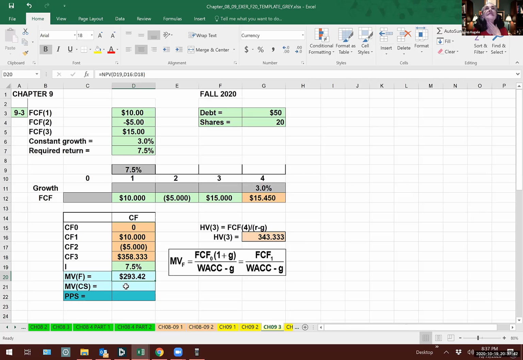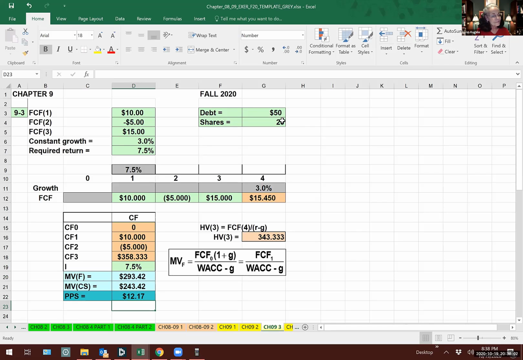And I want the value of a share of stock. So the value of equity is the value of the firm minus the value of debt and preferred. And that's given. Now the value of a share of stock is the value of equity divided by the number of shares outstanding.